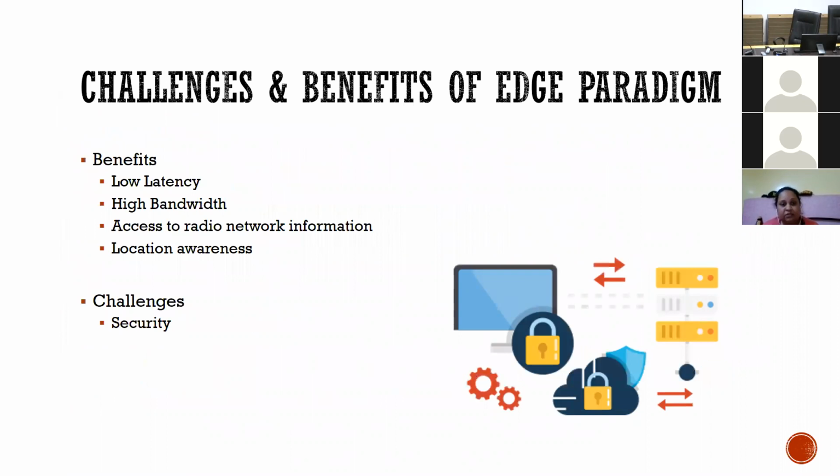As Ralph has already said, there were some challenges and benefits of these edge paradigms. Benefits were low latency, high bandwidth, access to radio network information, and location awareness. Challenges were still security, the man in the middle, denial of service, the basic security issues that we have already seen in other slides.